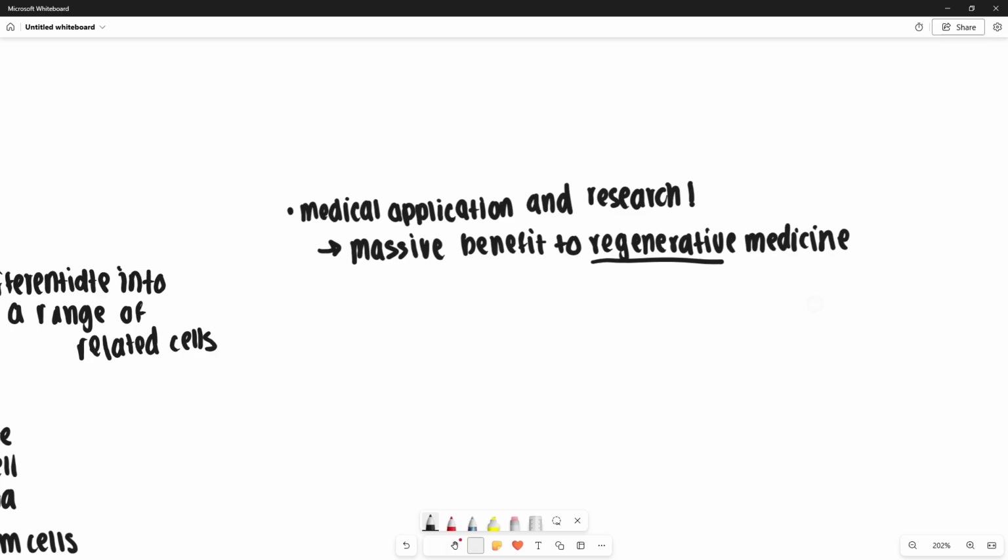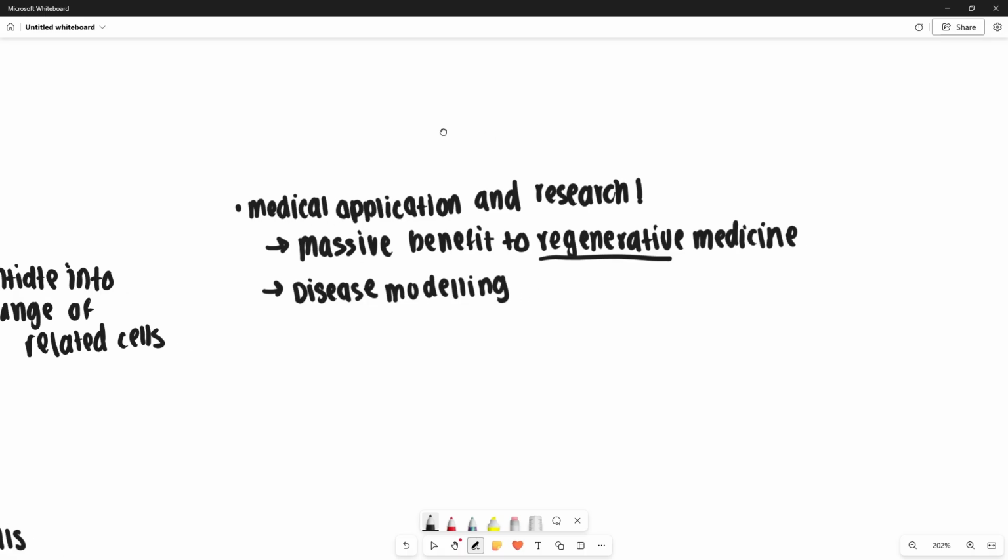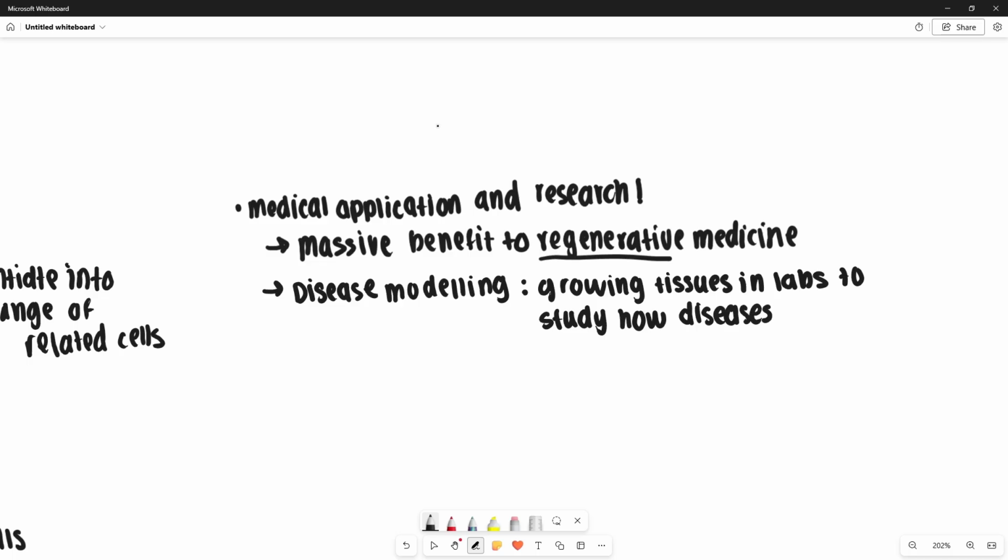It can also help disease modeling. So it can help disease modeling by growing tissues in labs to study how diseases progress. So, for example, how we can also model things like antibiotic resistance and how to create more variations of medicines to help combat that as well. So, growing tissues in labs to study how diseases progress.